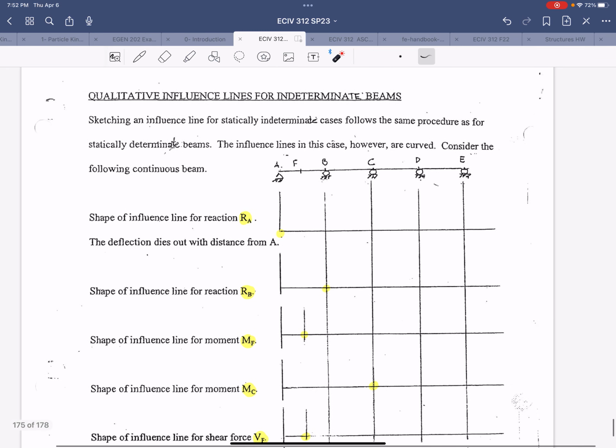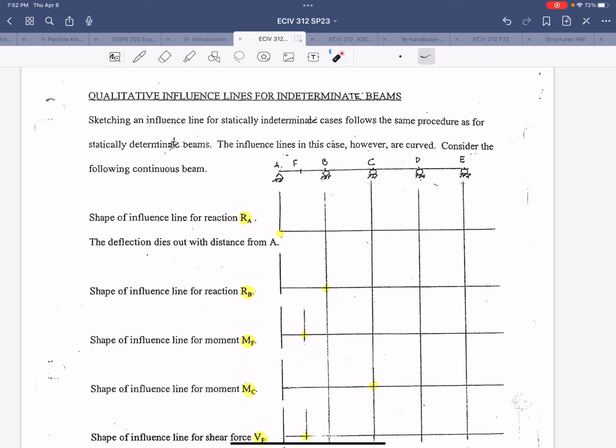All right, now we get into indeterminate beams. These are even more fun and more easy to draw because we don't have to worry about values. So all we are doing is drawing the shapes. And remember that when we take away one capacity of an indeterminate beam, it's still going to be a stable structure.